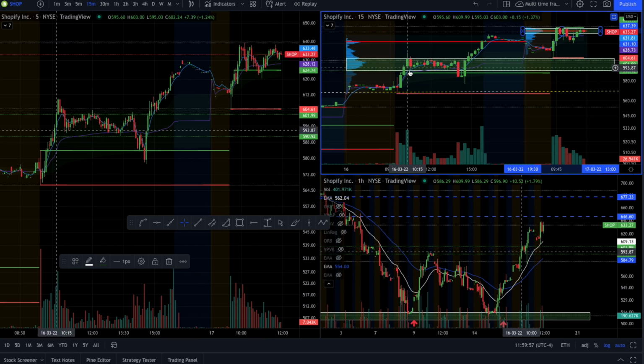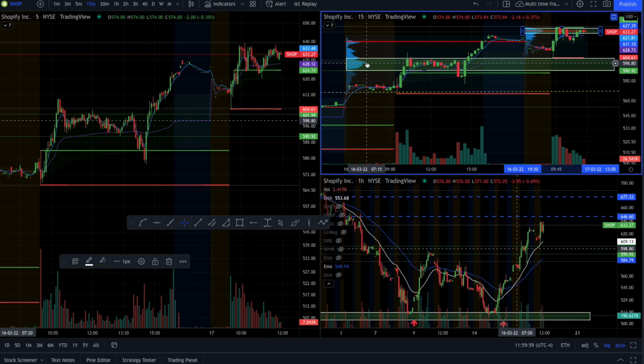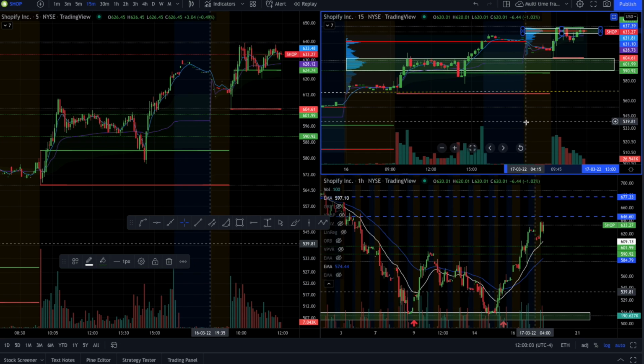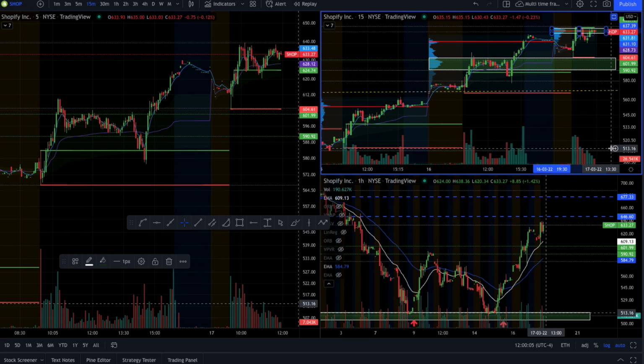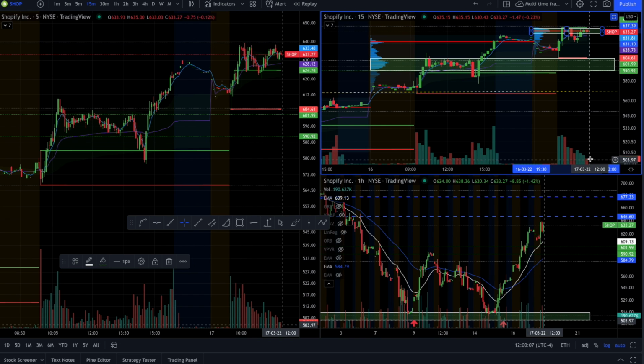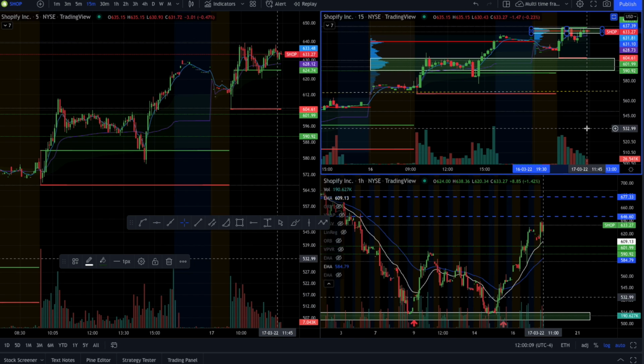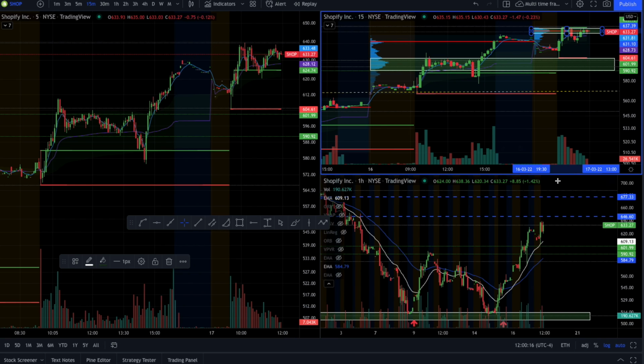So always use multiple time frames, use the volume profile to find areas of support and resistance, and pay attention to where volume is being added. Right now, volume is decreasing. The selling volume hasn't picked up yet. So to confirm that more sellers are coming in than buyers, we'll wait and see how the rest of the day pans out. But if more buyers come in, we can see Shopify easily go up to 678, 680.